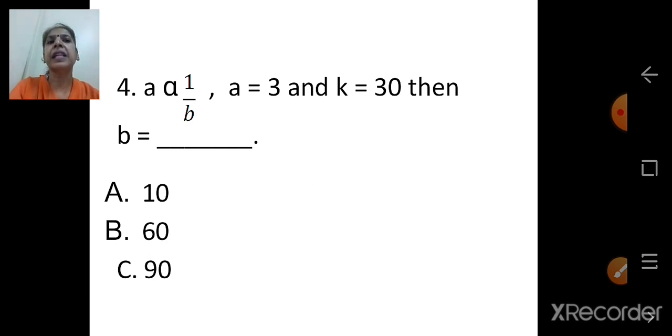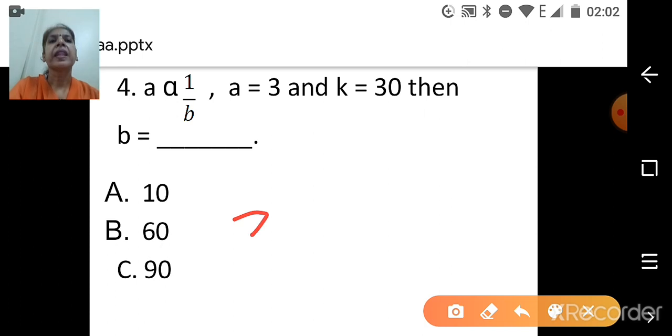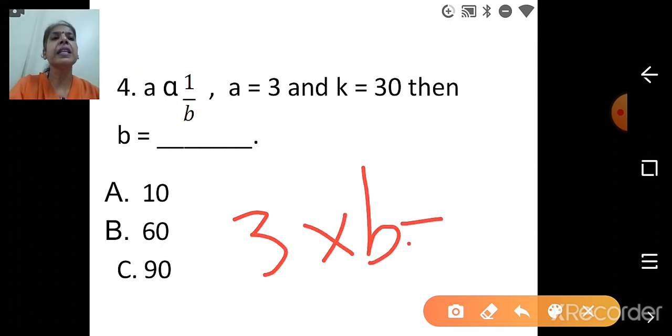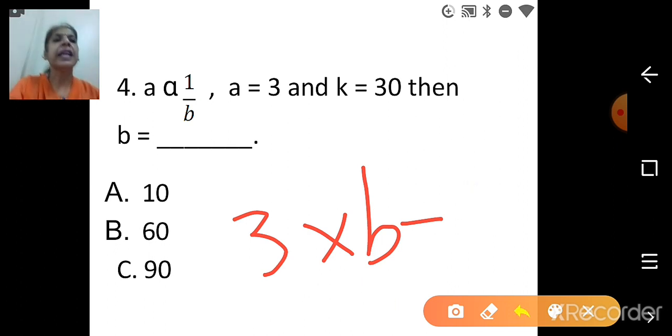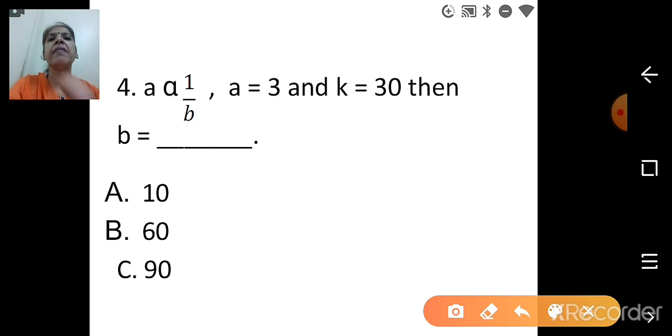k is given as 30, so AB is equal to 30. A is given 3, so 3 into B is equal to 30. 3 multiplied by which number will give you 30? It is 10, right? So the answer is 10. This is the way we are going to mark the correct option.